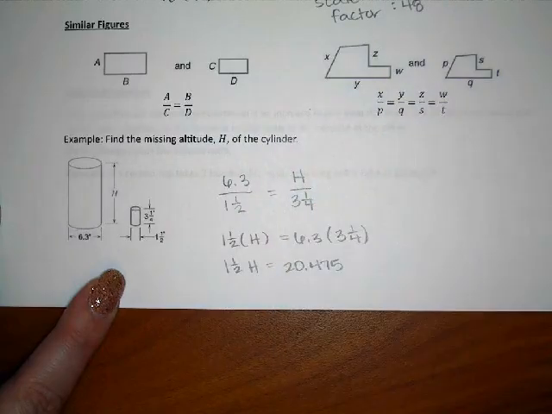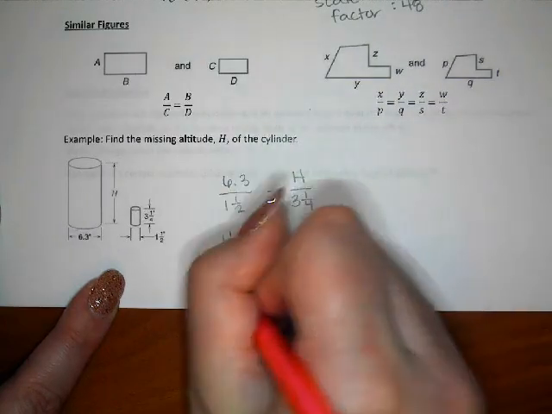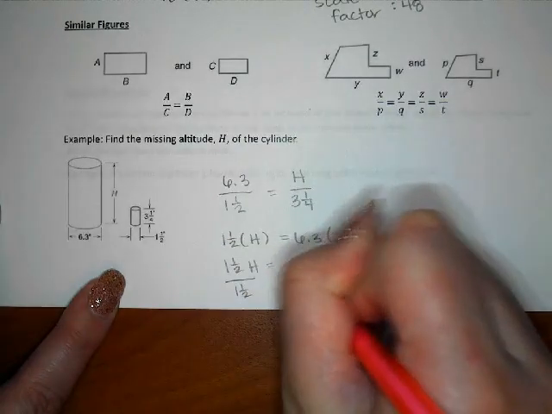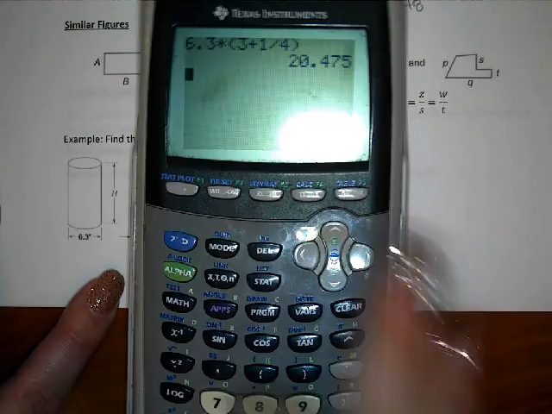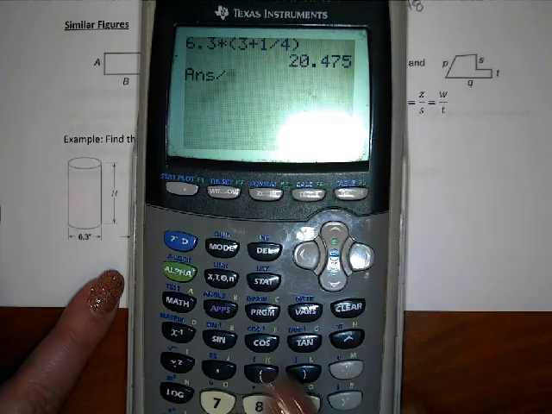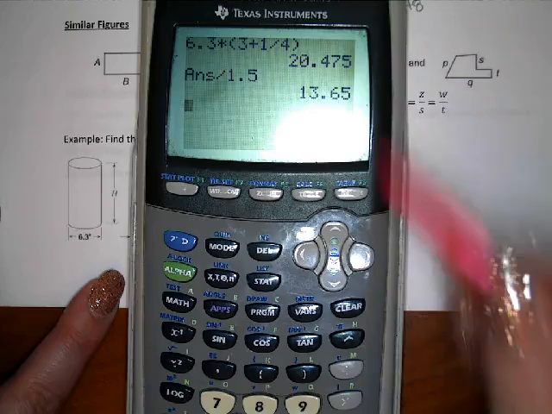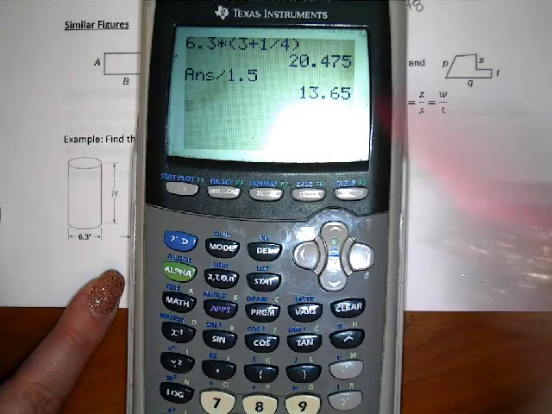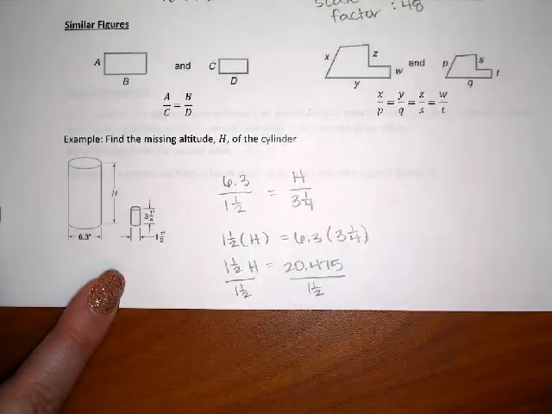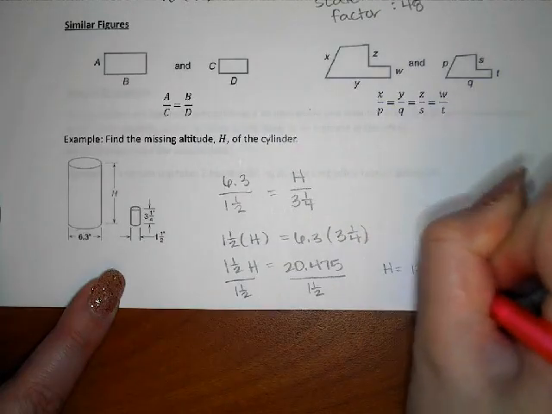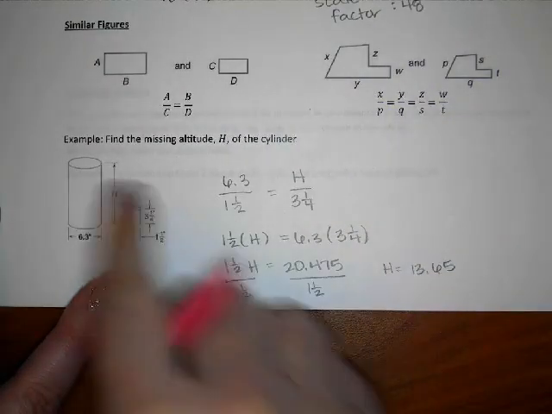And then I'm going to divide that by 1.5. So I'm going to hit divide by 1.5, and I get the altitude, or the height of the larger cylinder, is 13.65. And everything that I was doing was in terms of inches, and so this is inches.